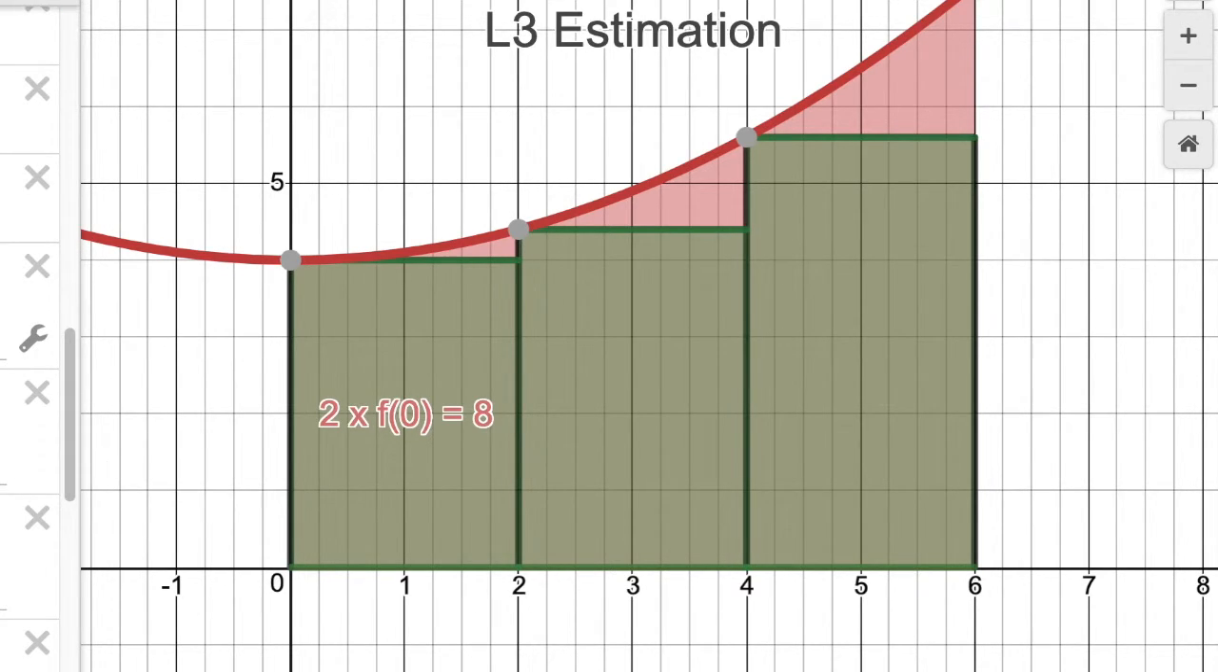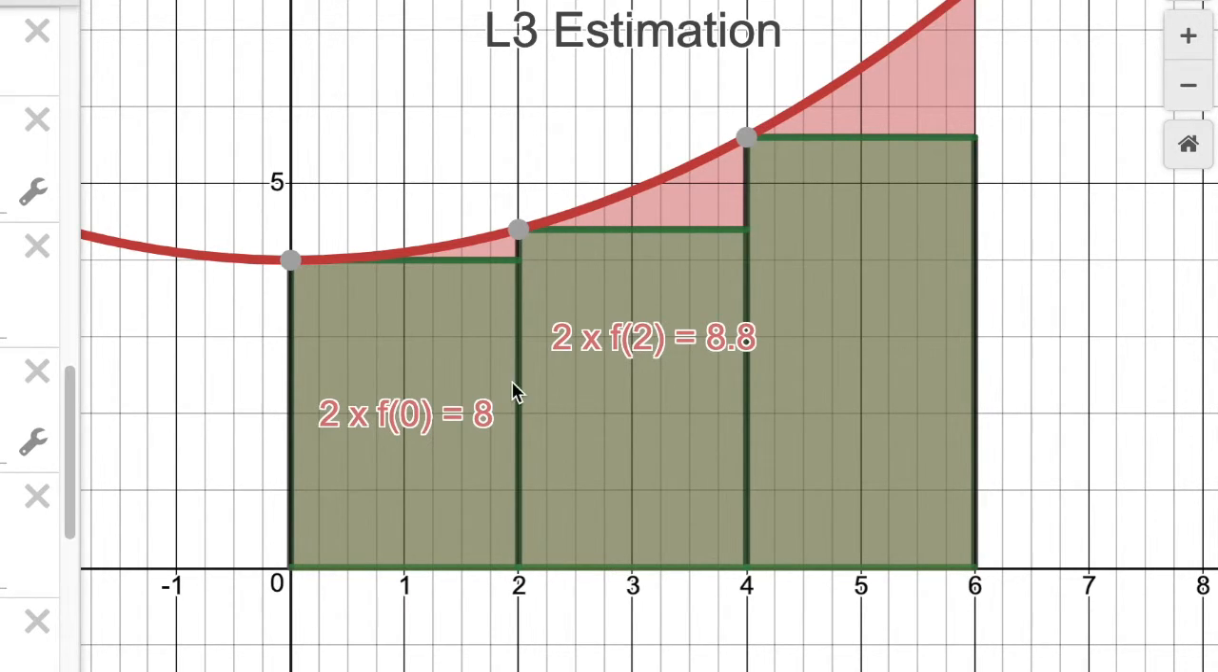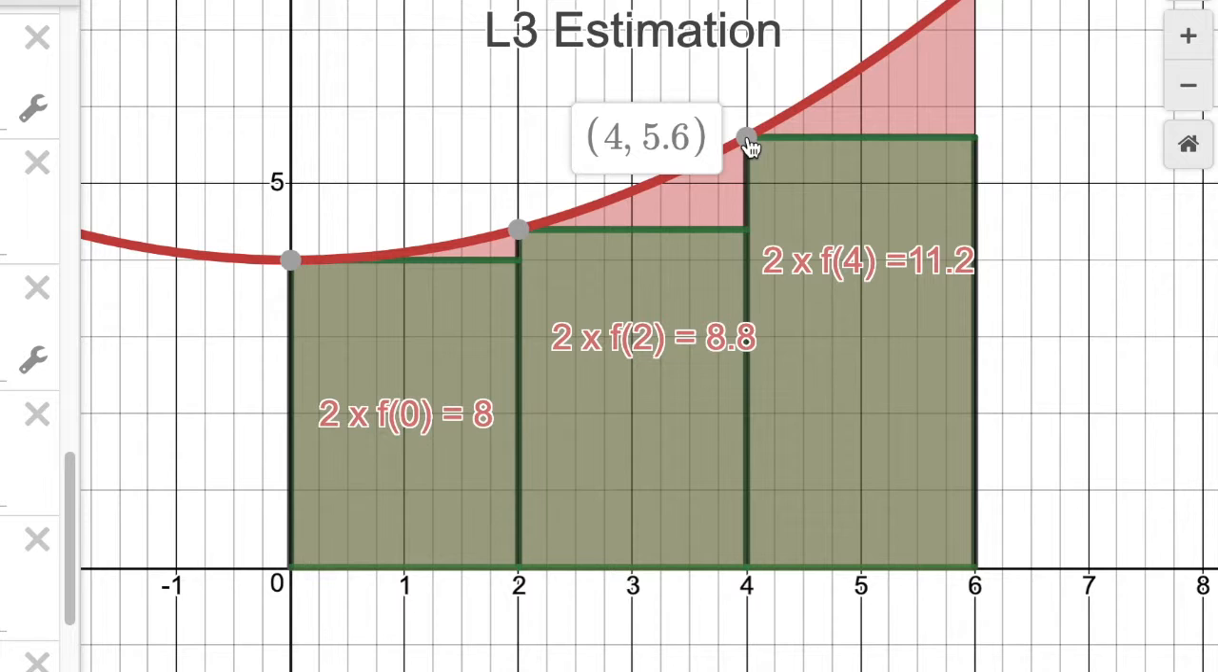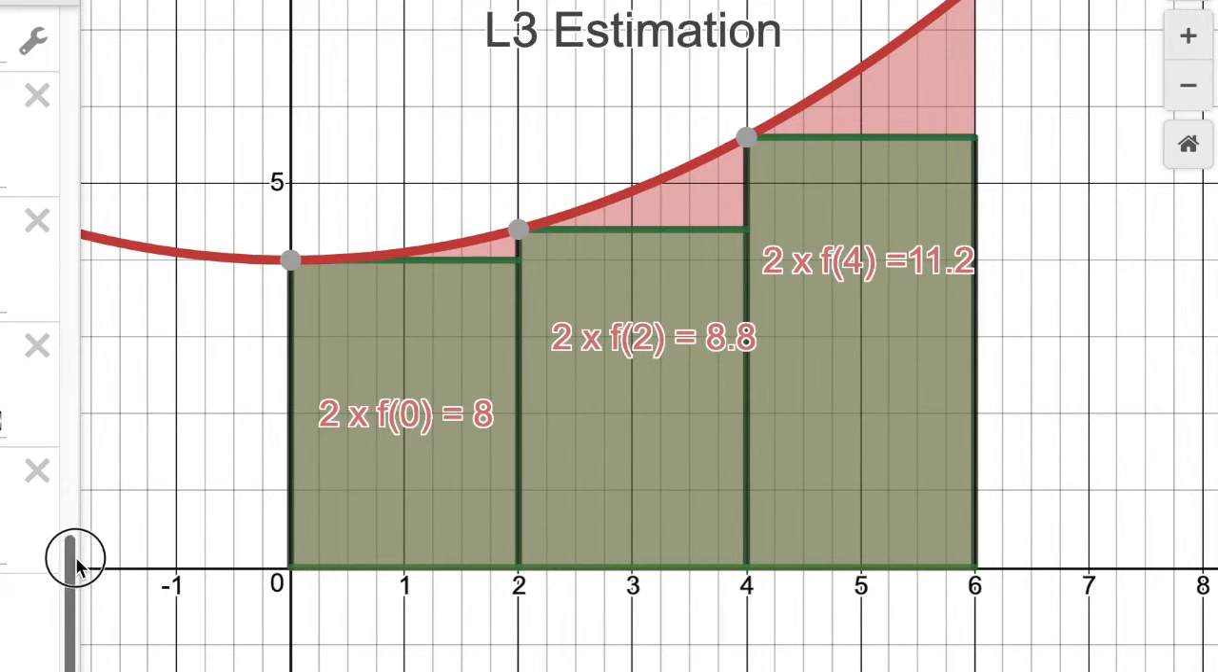And let's see, so then my next one would be 2 times f of 2. That's this, right? That's my height for this rectangle. So that's 2 times 4.4, which gives me 8.8. And then I have one more here, my biggest one, which would be 2 times f of 4. f of 4 is 5.6. When I multiply that by 2, I get 11.2. And so then I end up with my total area being 28.